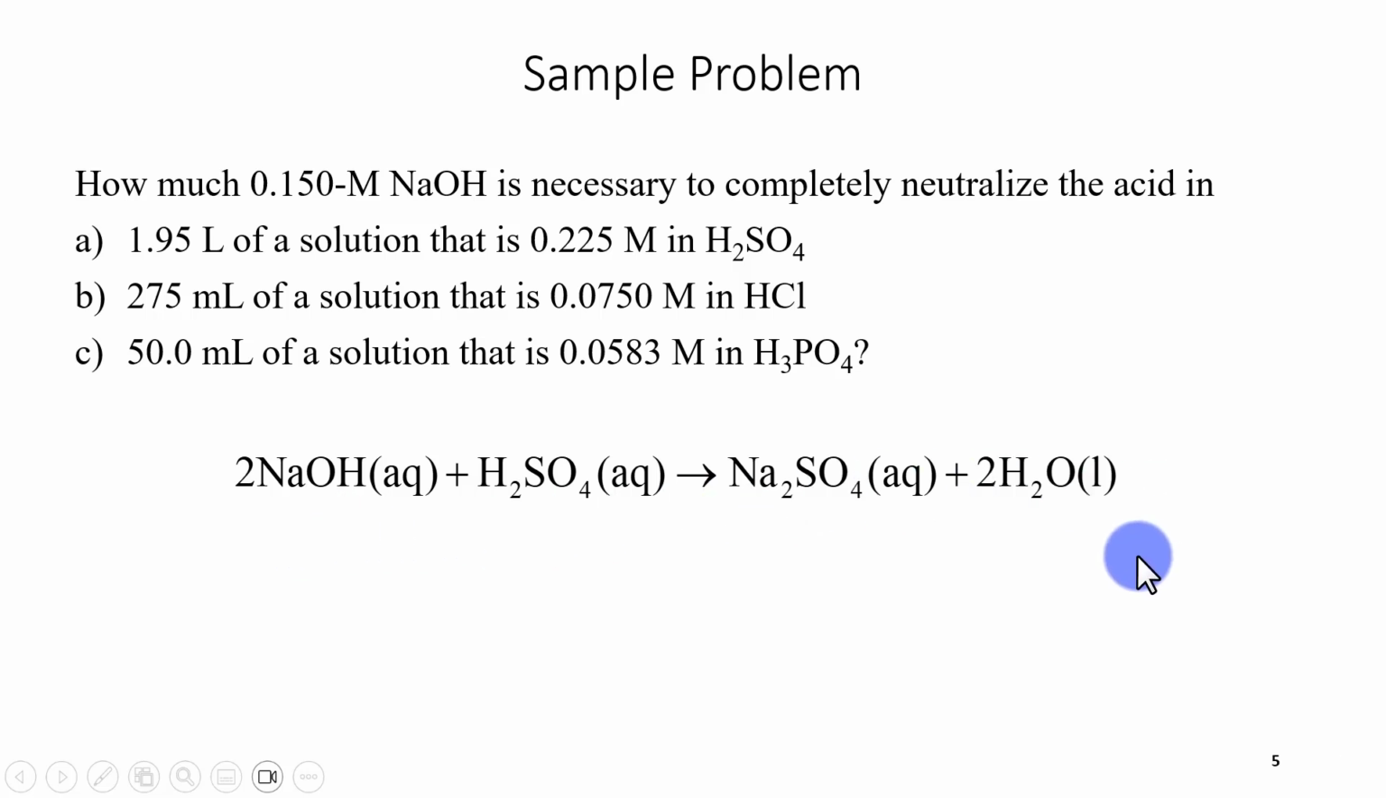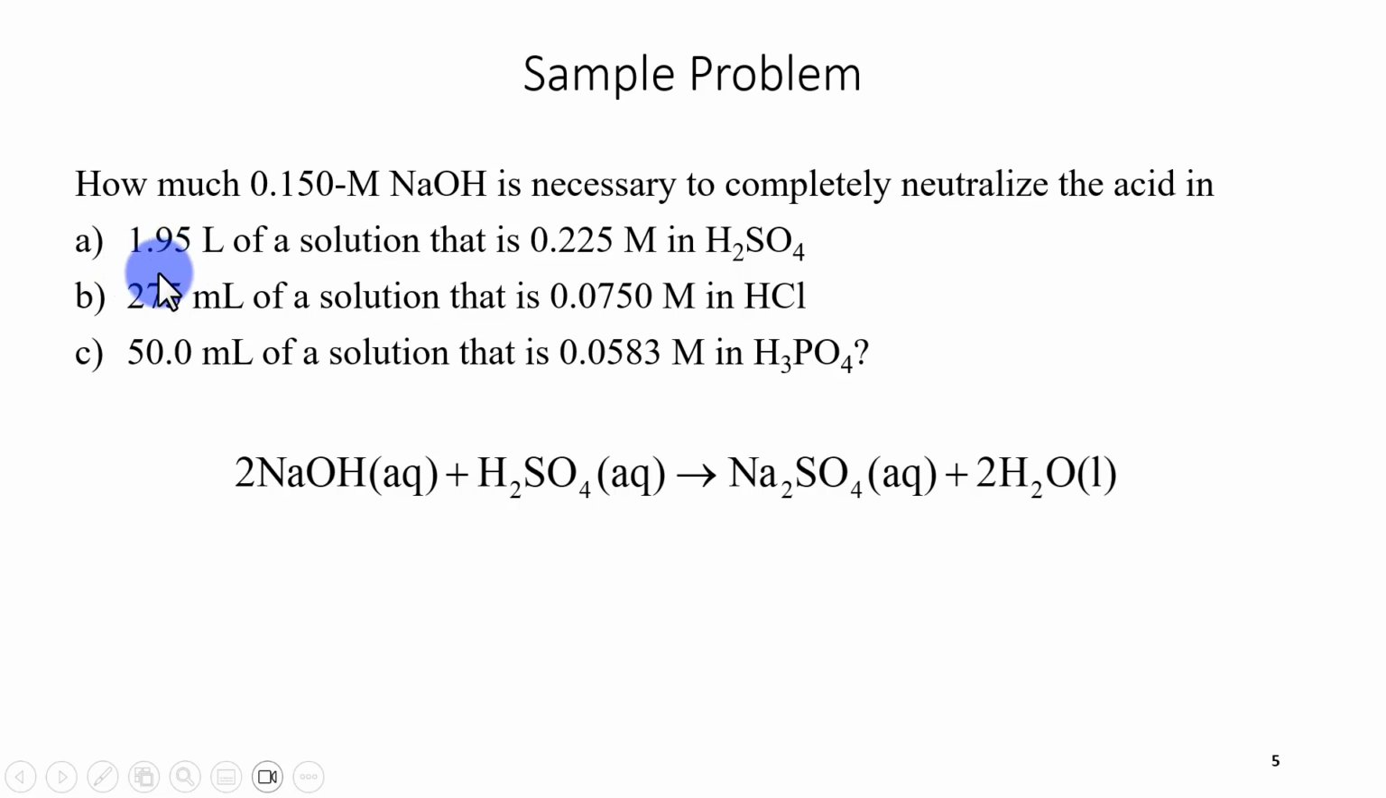Here is the balanced reaction for that. You will have to write these balanced reactions for the base and the acid in each case. And you're going to make sure they're balanced because that will affect your calculations. You have two NaOH molecules that react with H2SO4 to give you sodium sulfate and water. So this is my salt and this is my water.